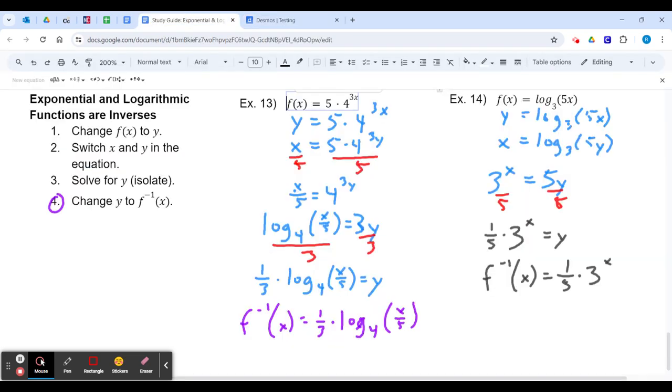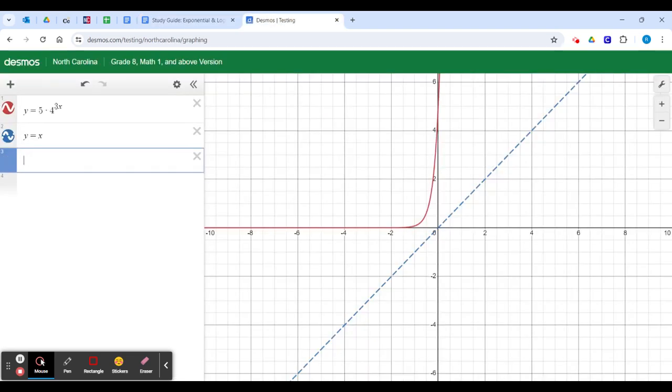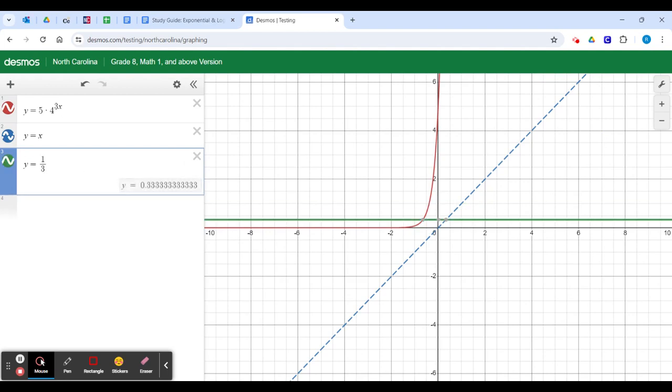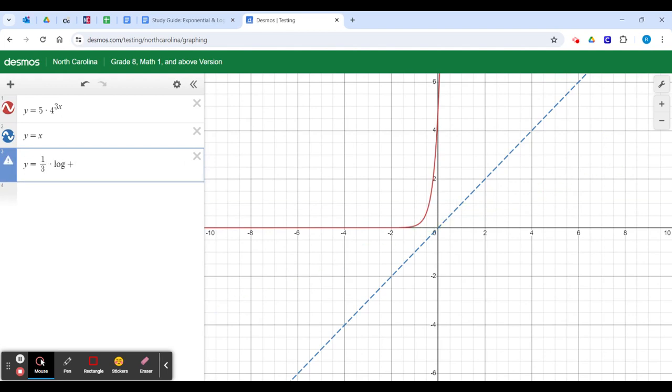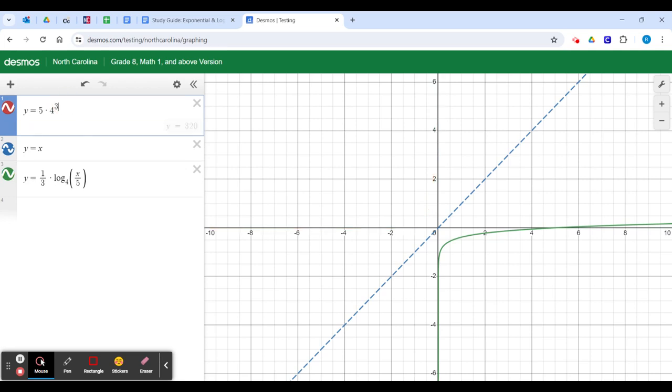And let's throw in our inverse, 1/3 log base 4. So y equals 1/3 times log base 4 of that x over 5. And we can see, yeah, it looks like a pretty good reflection. And actually, if I flip in my red equation the locations of x and y, boom, those graphs line up perfectly with each other, and we accurately found our inverses.